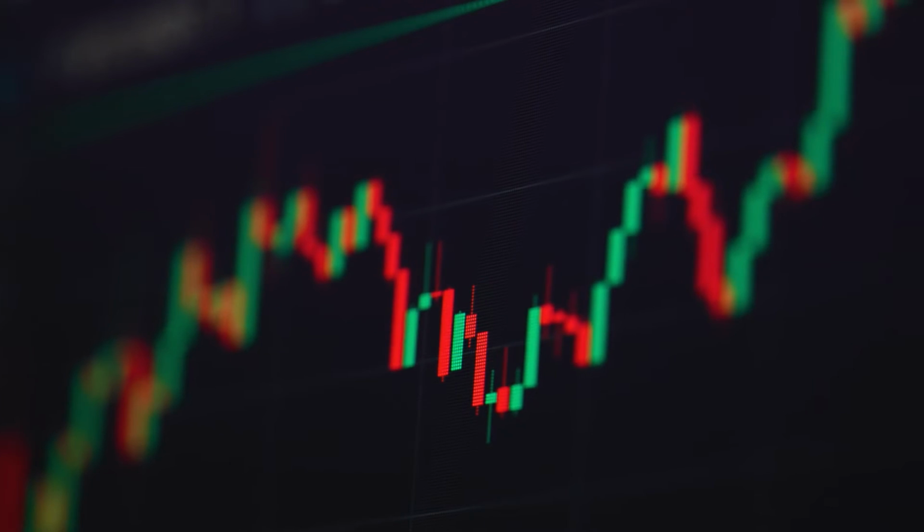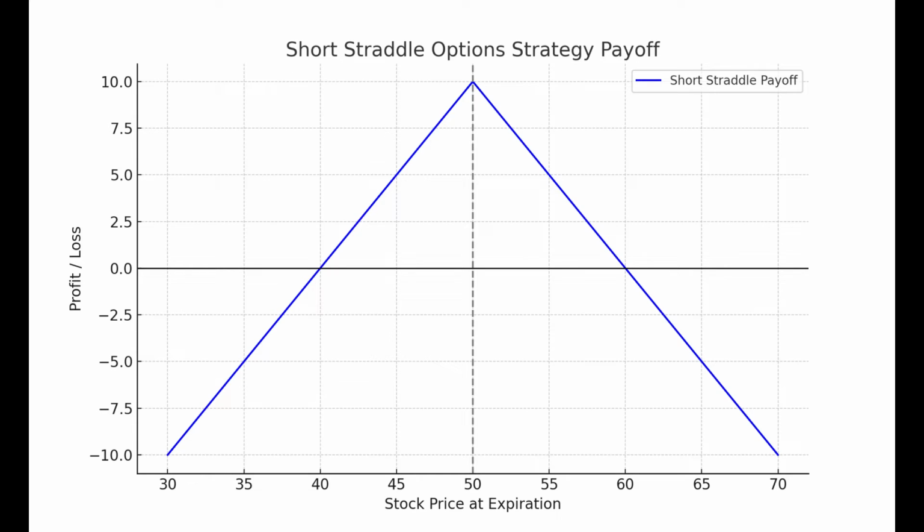So let's say you sell a call option and a put option on a stock. The strike price is $50. If that stock price stays around $50 until expiration, both options are going to expire worthless. You keep the premium, that's your income.